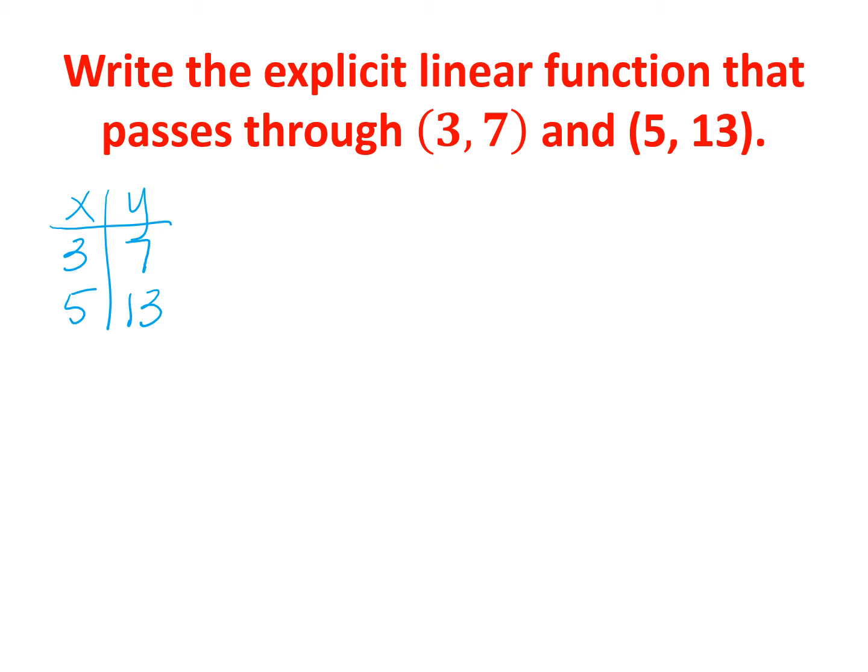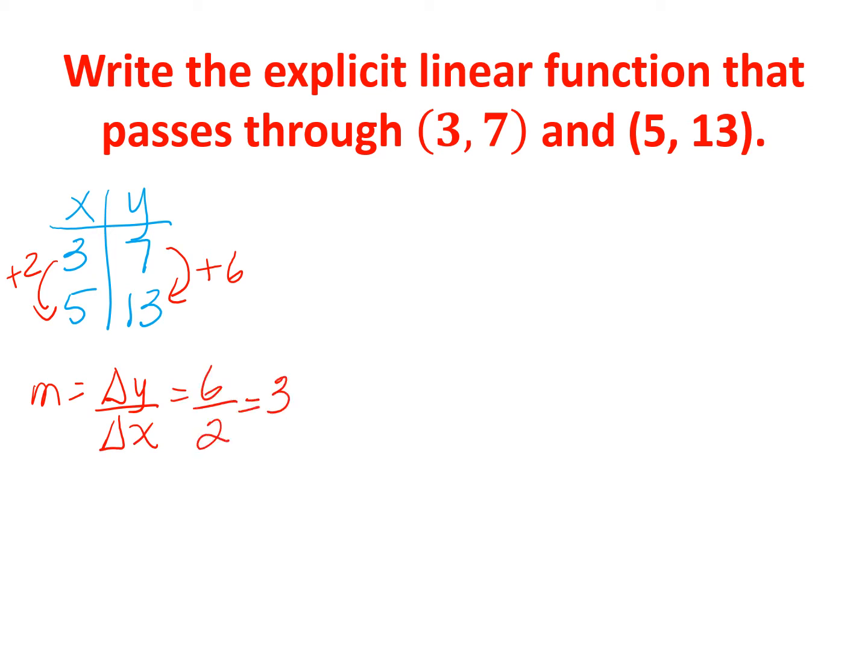Again, I'm looking for the change. So to get from 7 to 13, that's an increase of 6. And then from 3 to 5, that's an increase of 2. So my slope, my change in y over my change in x, is 6 over 2, which gives me 3.